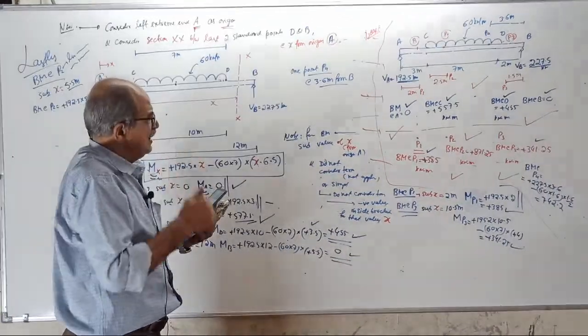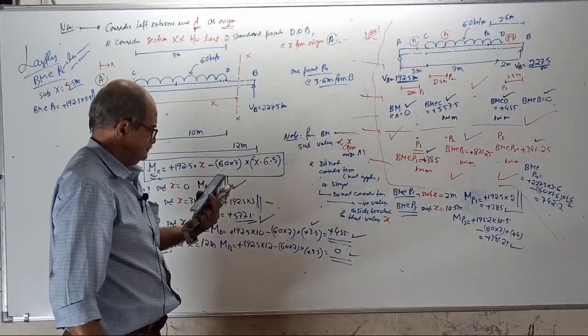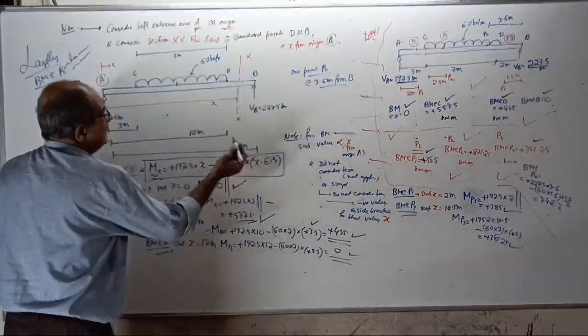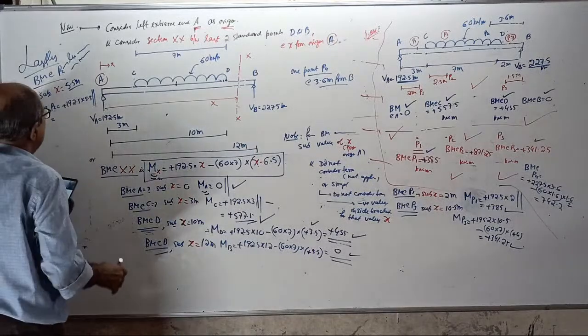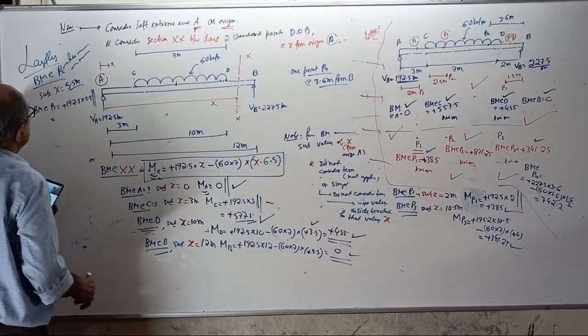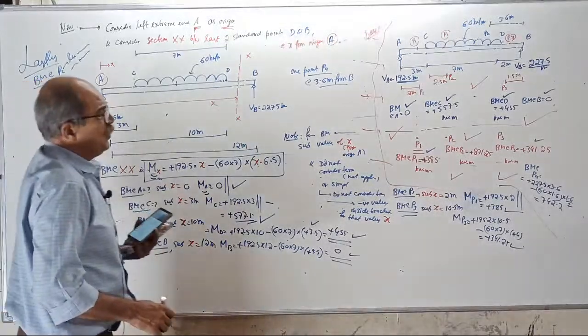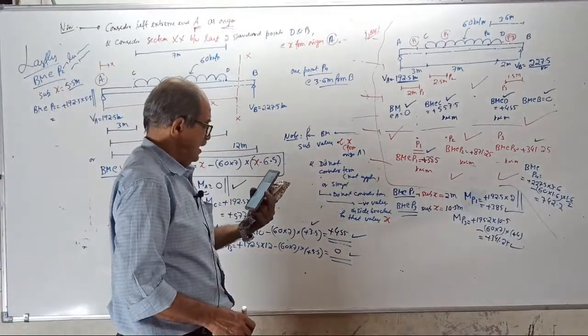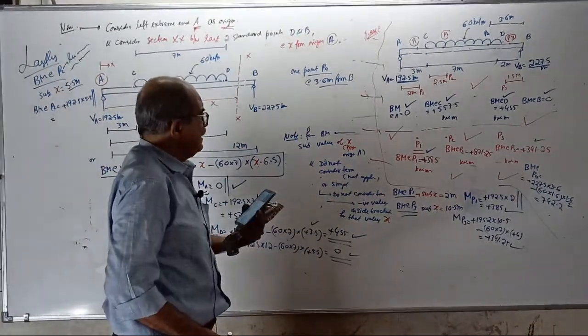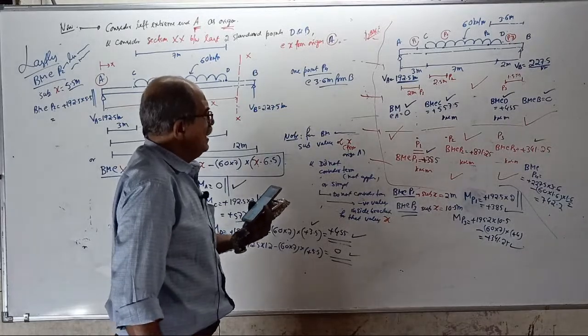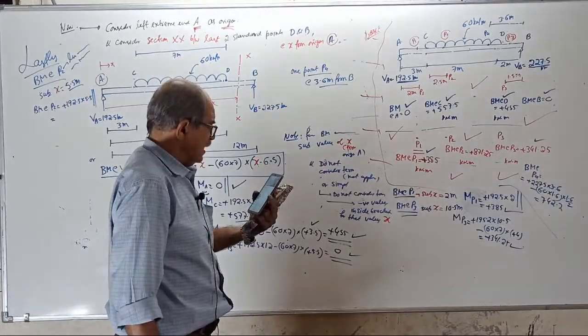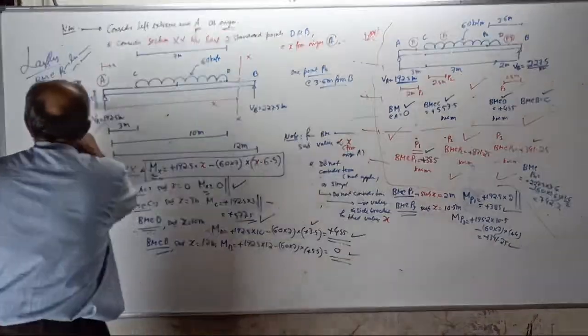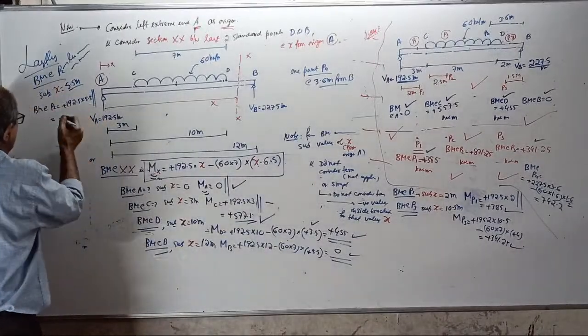You are not giving the answer. Why stop it? It gives negative inside the bracket. Tell the answer. How much is the answer? 192.5 into 5.5. What is the answer? You are not telling the answer. Tell the answer, if you substitute here, 192.5 into 5.5.